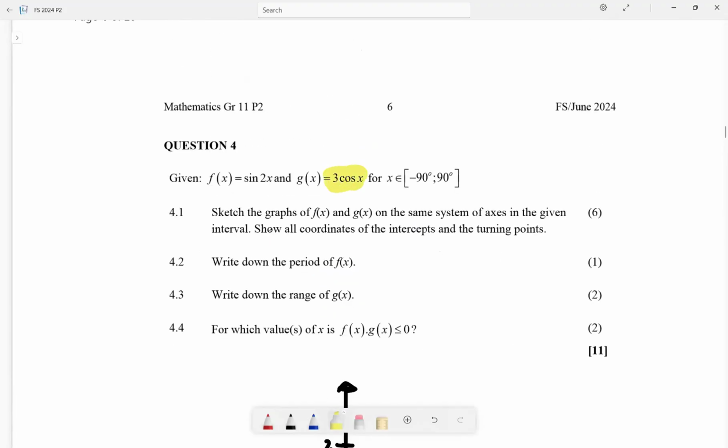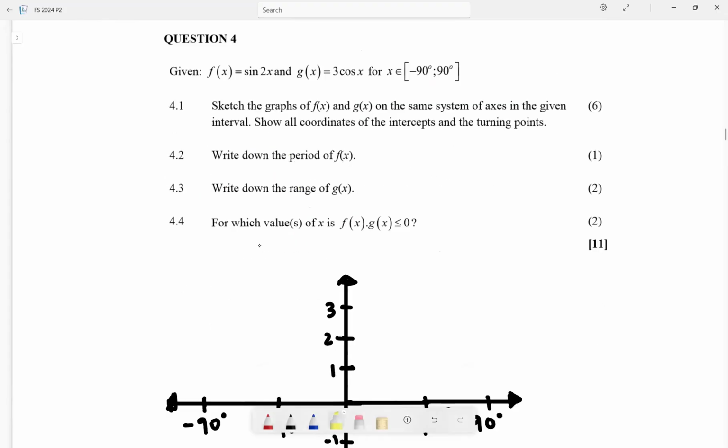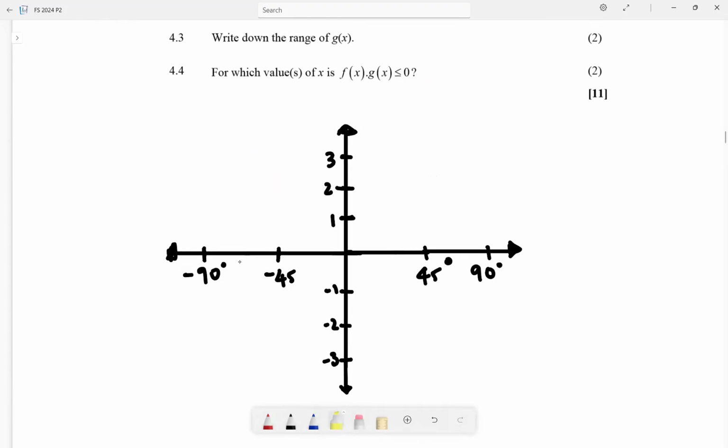Can you see one of my functions? The amplitude is 3. So I know it will be at 3 and negative 3. Yes, the period is 180. Okay, now how do I draw the graph? I want you to do this. Do yourself a table.